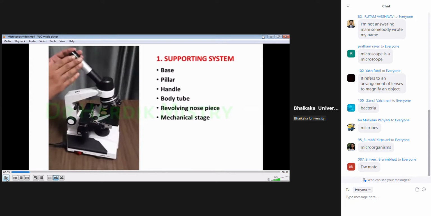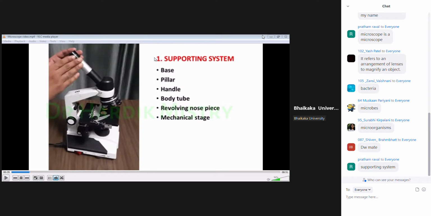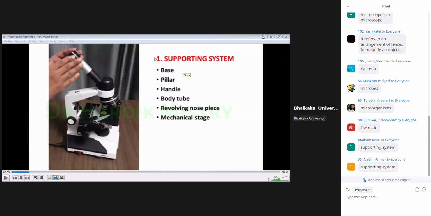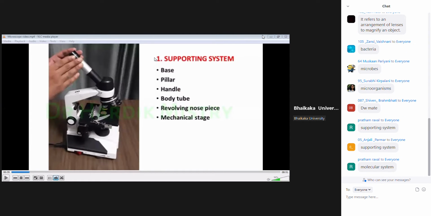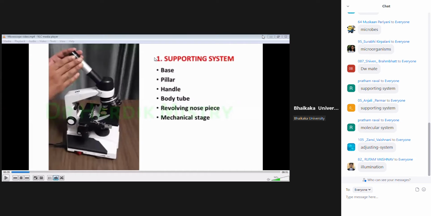So this is, monocular. Which are the four systems that you need to know about the microscope? Important four systems. That is the first one. Yes, supporting is the first one. Which are the other three? Which are the other three systems of the microscope? Very good, very good. Okay, we proceed.